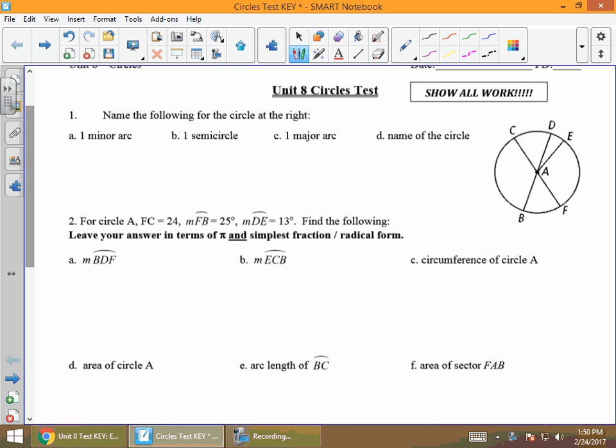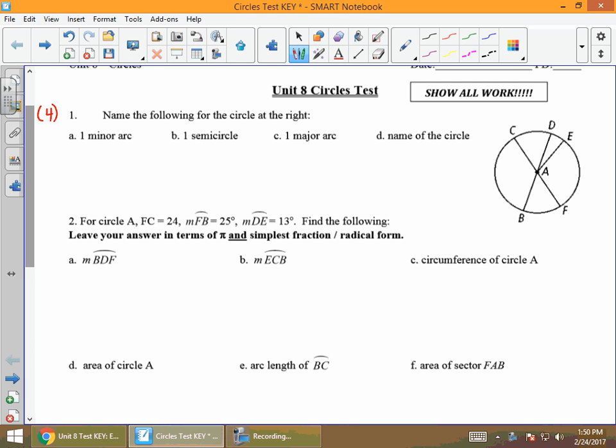This page is worth 12 points. This first question over here is worth 4 total points. All right, A, B, C, D, each worth a point. And there are several answers that you could go with here. I'm just going to give you a couple of them.